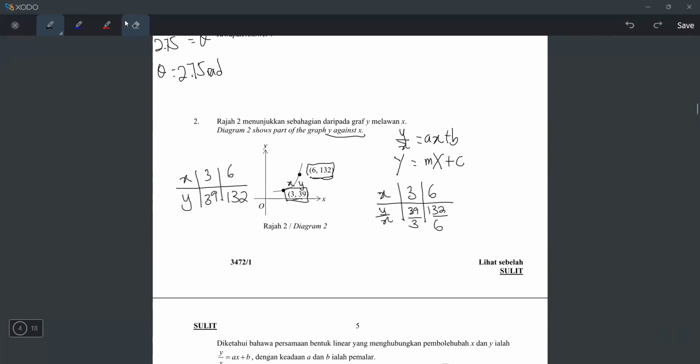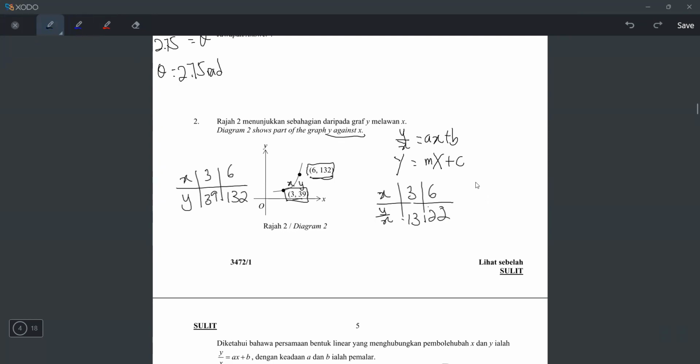And I should use my calculator to get this value. So what is 39 divided by 3? Just press, you get 13. Okay. Now let me press this, 132 divided by 6. So hold on. Okay, I got 22. So hopefully you got it also. This is 22. So finally now I can draw a straight line.